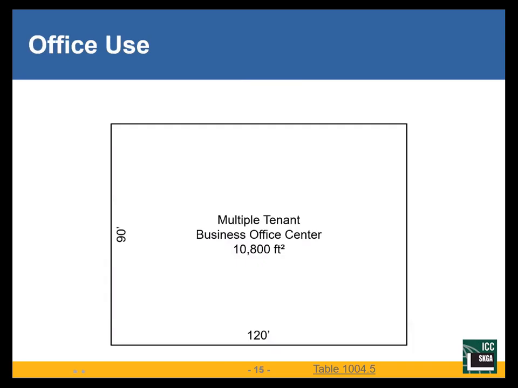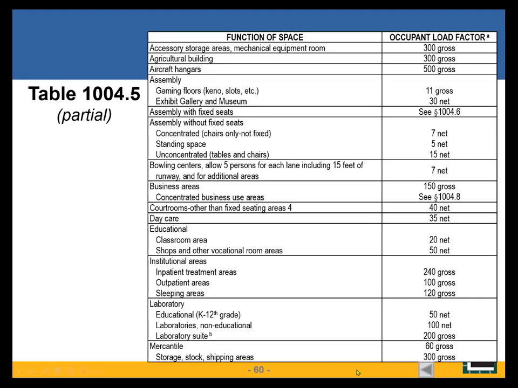So here's how that table works. I have a business office center. We go back to our table, and we have a business. It doesn't say Group B, but we have a business area. And under this, we have business areas, 150 square feet, concentrated uses, says see section 1004.8.